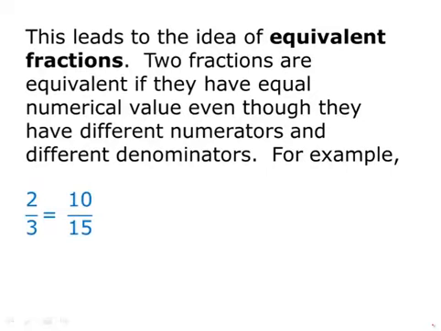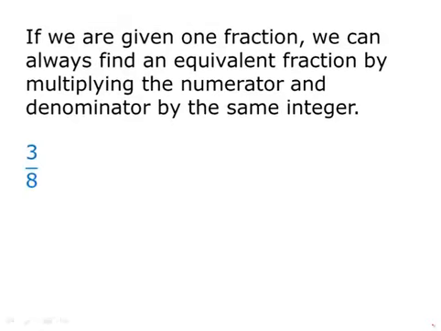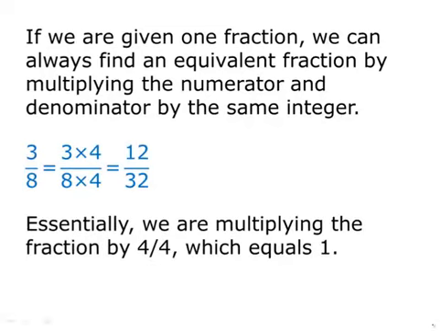In fact, one way to see what's going on here, we can write the 10 and the 15 as products. 2 times 5 over 3 times 5. In other words, the numerator and the denominator of the original fraction both got multiplied by the same factor. And in fact, we can expand that idea. If we are given one fraction, we can always find an equivalent fraction by multiplying the numerator and the denominator by the same factor. So for example, we start out with 3/8. We could multiply the numerator and the denominator by 4. This would give us 12 over 32, an equivalent fraction. Essentially, we are multiplying the fraction by 4 over 4, which equals 1.